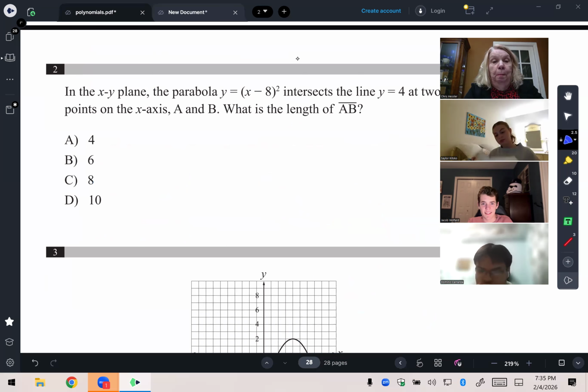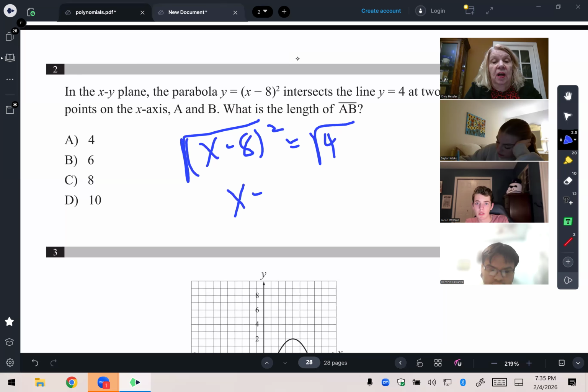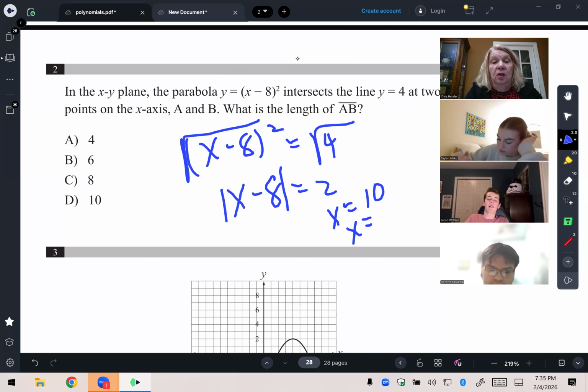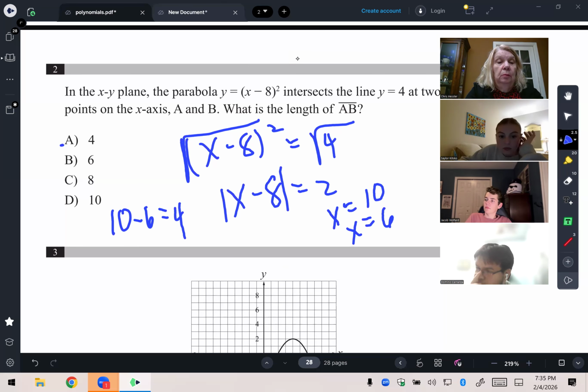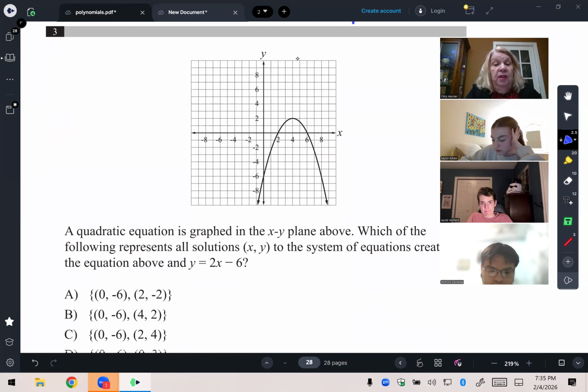Okay. So we could use Desmos, right, if we wanted to? Yeah, we could put these in Desmos, or we could take (x - 8) squared equals 4, and take the square root of both sides. So that'll give us the absolute value of x - 8 is 2. So x could be 10, or x could be 6. And the difference between 10 and 6 would be 4. And you could put this one on Desmos. And the last one, I would just put this on Desmos.